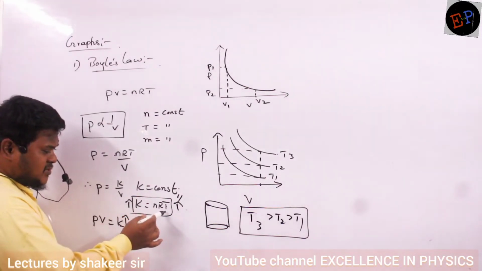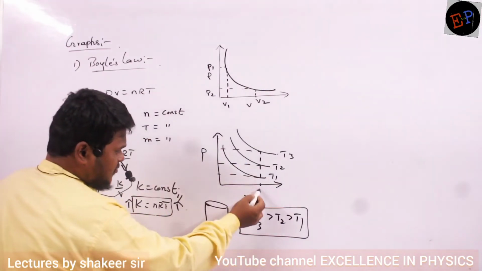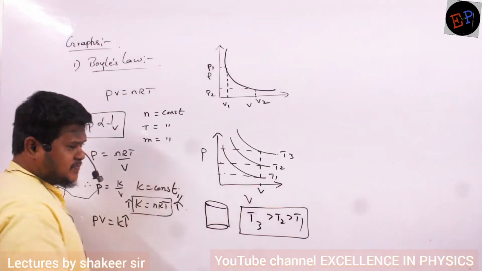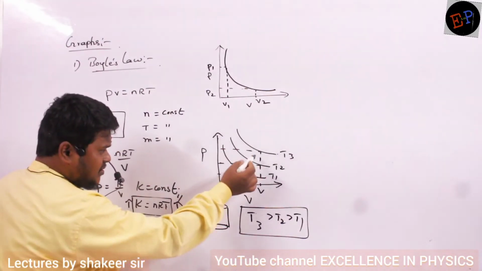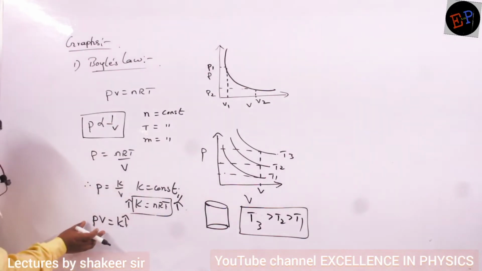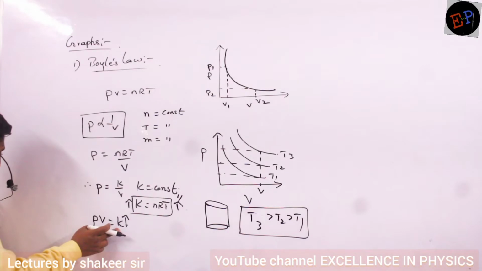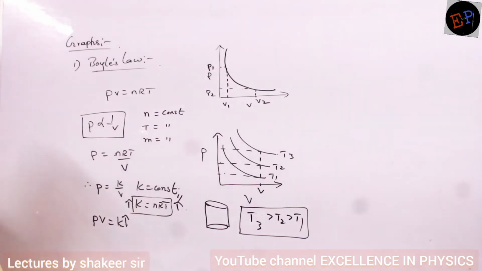And K value is how much? nRT. Okay. So therefore, at the same volume, I am checking for different pressures. Then I see that in different graphs, pressure is continuously increasing. If pressure increases, what happens to the product of P into V? Increases. It means K is increasing. If K is increasing, it means T is also increasing.